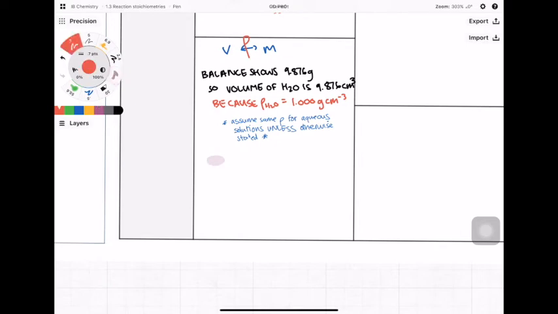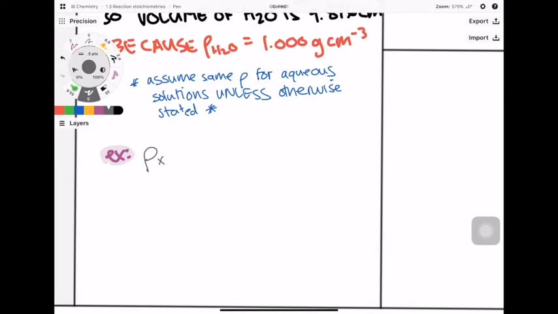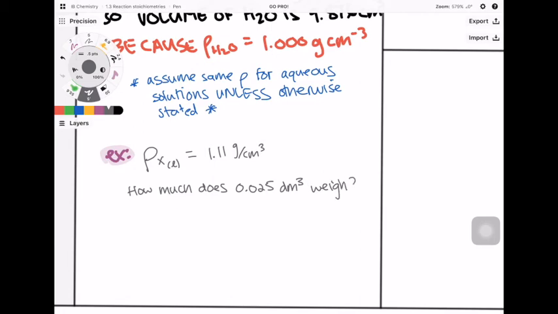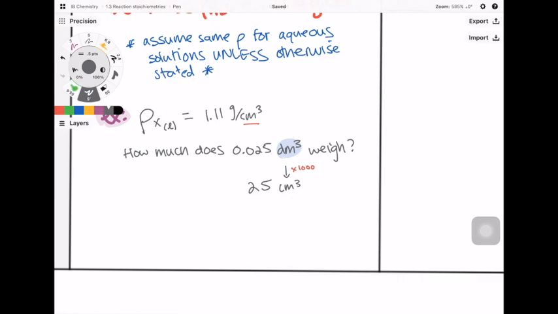Okay, so let me just give you an example. I'm not going to solve it because I think it's relatively straightforward. Given an unknown compound, density is 1.11 grams per centimeter cubed. How much does this many decimeters cubed weigh? So see if you can do that yourself using the conversion factor. Now you just have to watch out here because my density is given in grams per centimeter cubed and my volume is given in decimeters cubed. So to convert between this, which you should become quite familiar with, you multiply by 1,000.